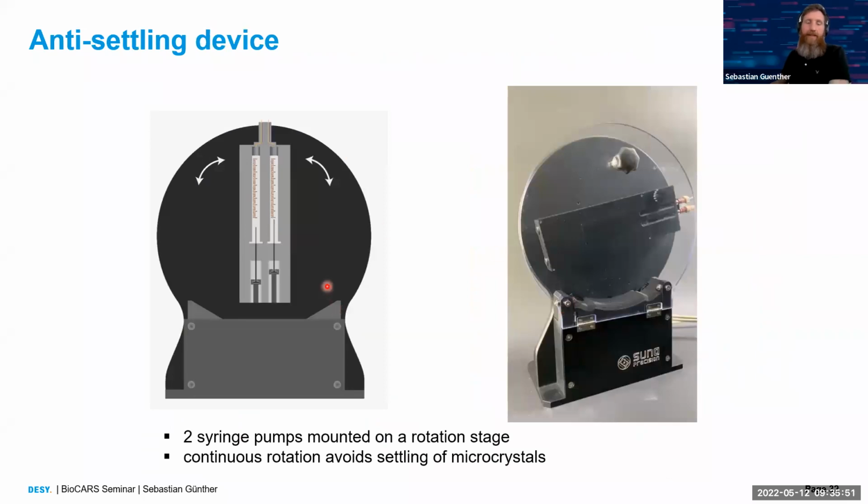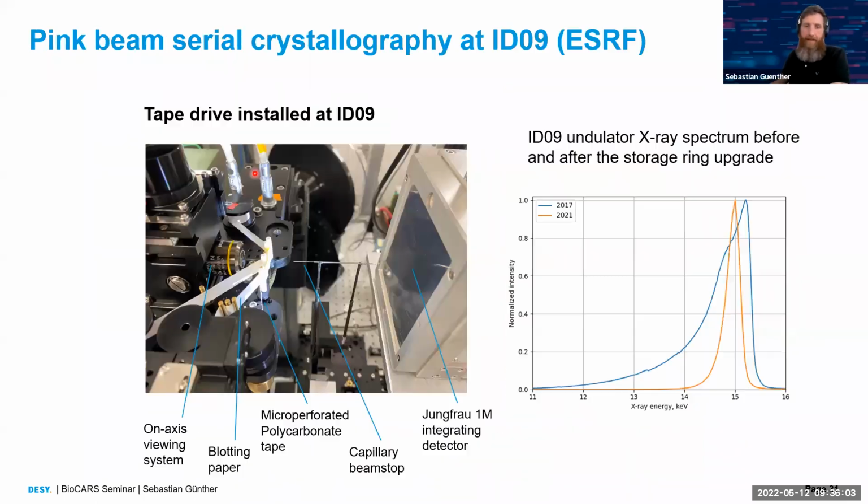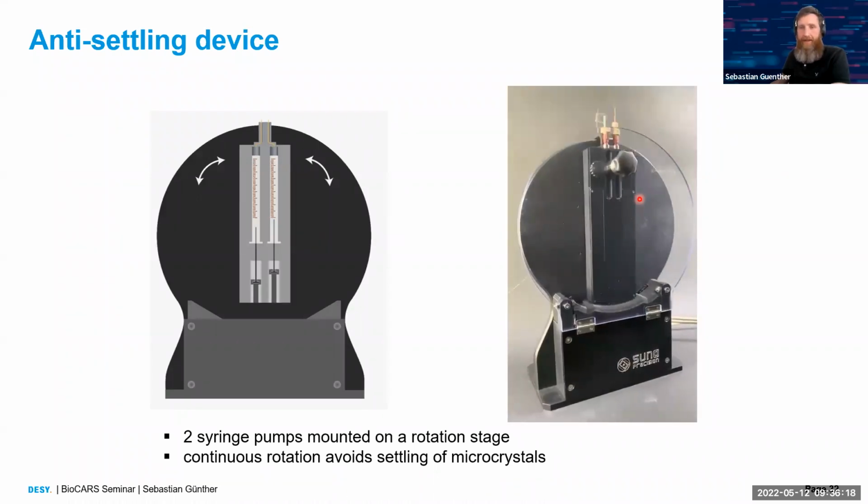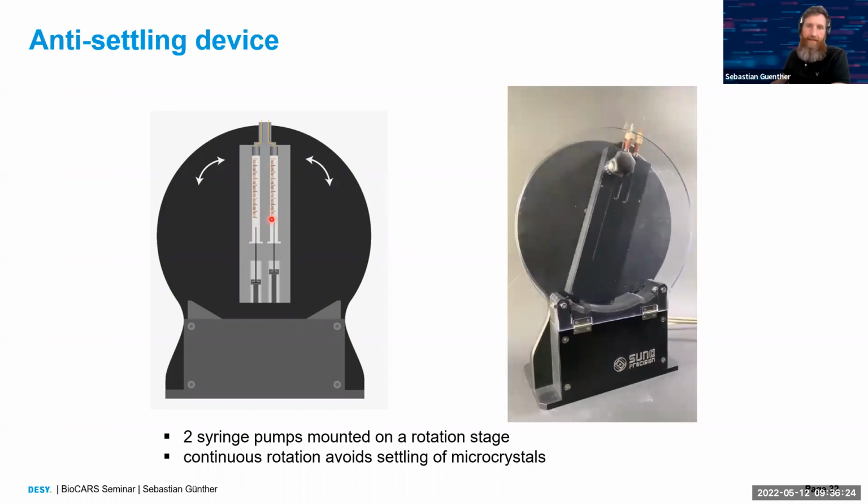So one problem is if you have your crystals, you put your crystals in a Hamilton syringe, and this is then pushing the crystals through this nozzle here onto the tape. But the crystals quickly settle, and then they can start clogging your nozzle. And for this, we have developed this anti-settling device, where you have two syringes, which sit in here, mounted on this rotatable stage. And then we have motors which can push the plunger.